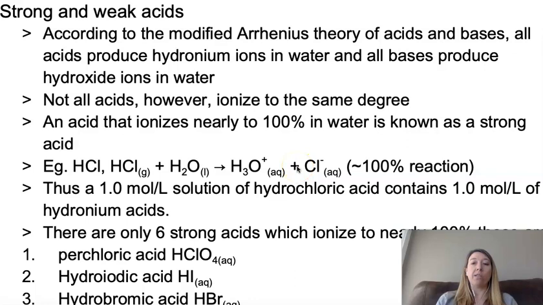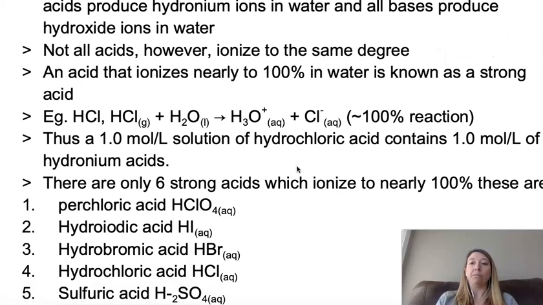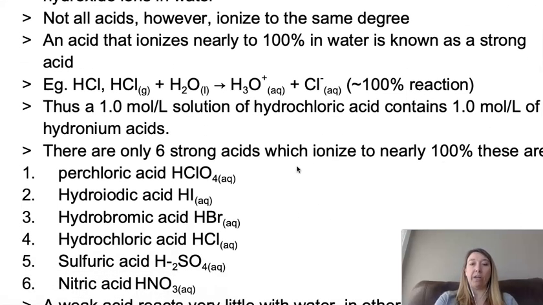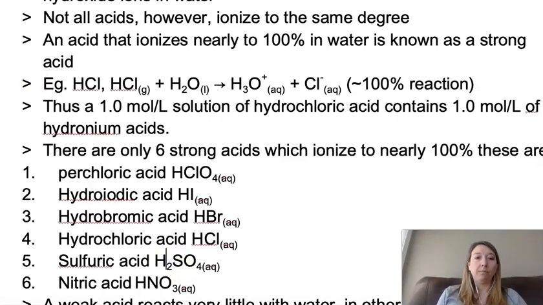So once this reaction is done, I will have no HCl left. It will all be converted into hydronium and chloride ions. What we actually find is for acids that there are only 6 acids that react all the way, where all of that acid gets converted into hydronium and whatever that anion is. Those 6 strong acids are the ones listed here: perchloric acid, hydroiodic, hydrobromic, hydrochloric, sulfuric, and nitric acid.